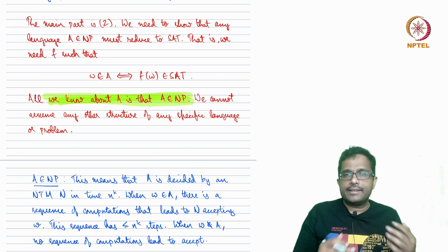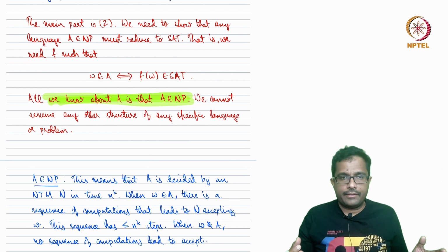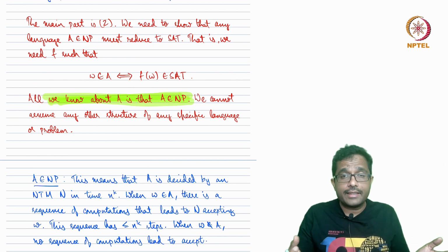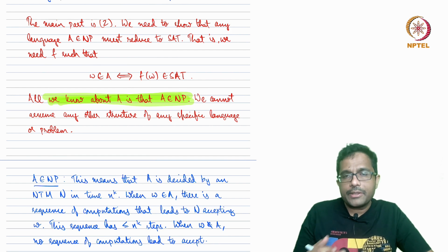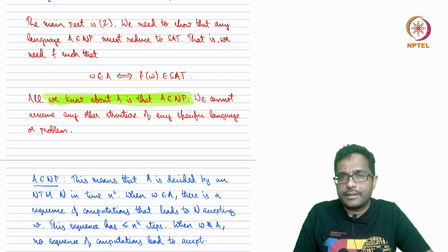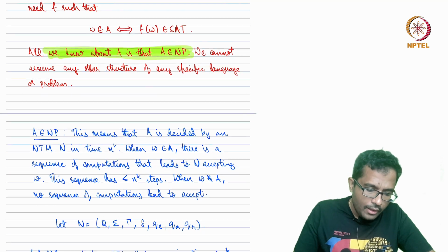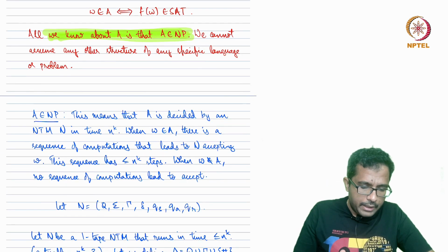So let us try to see what we have. The only thing that we have is that A is in NP. This is pretty much the only thing that we have, and we have to work with this. So what does A in NP mean?